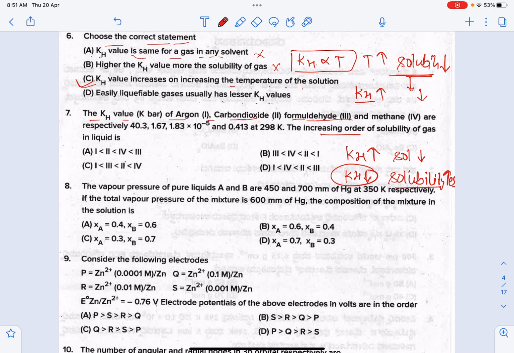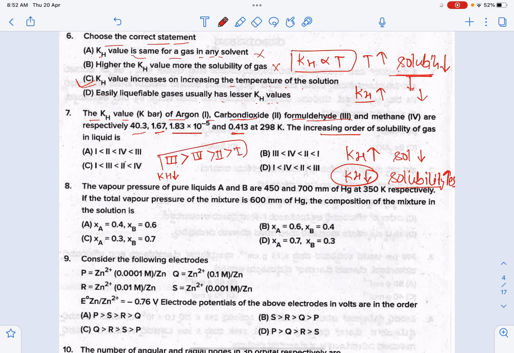So which one has less Kh value? We can see that this one has less Kh value and it is of formaldehyde. That means third will have more solubility because it has less Kh value. After that, this is 0.413 which is of methane. So next is the fourth option, it has less than this, and after that there is 1.67, it is of carbon dioxide, that is second, and 40.3 is the most, for the argon, that is for the first.